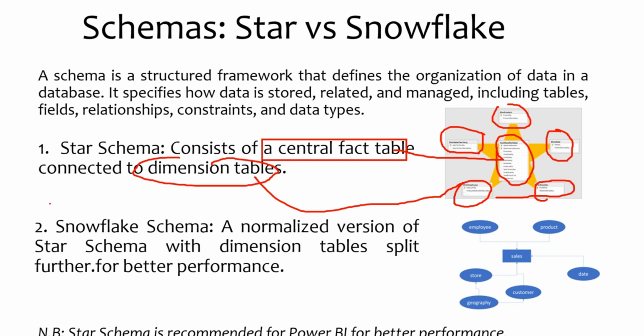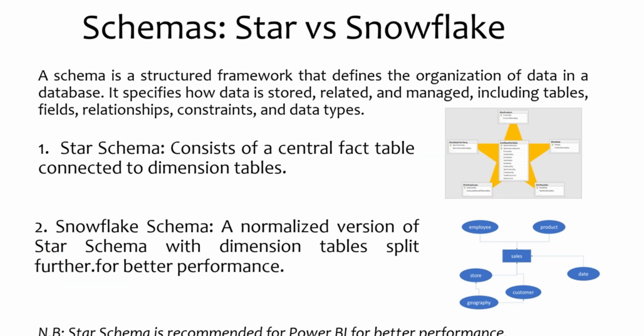So the second one is the Snowflake schema. Snowflake is a normalized version of star schema with dimension tables split further, for better performance. So you can see now that you have the fact table here in the middle. However, you now have the dimensions in a circle, right? You can see that this store is connected to the sales table. It's also connected to the geography table, and the geography table is connected to the customer table. So that is Snowflake schema.